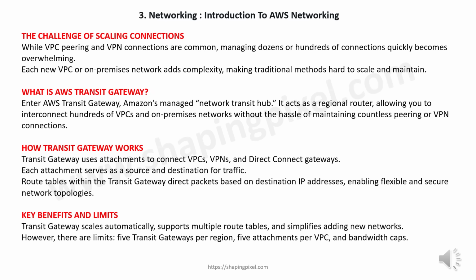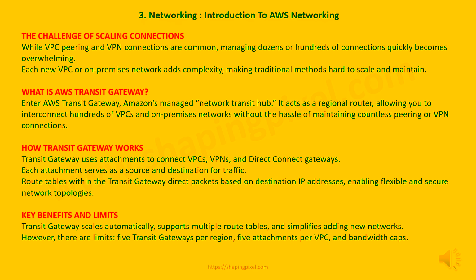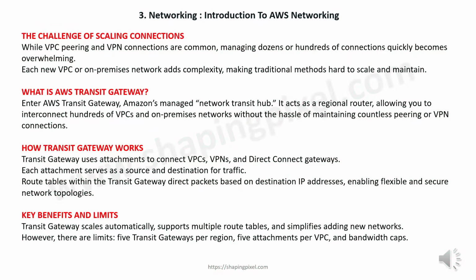Transit Gateway scales automatically, supports multiple route tables, and simplifies adding new networks. However, there are limits: 5 transit gateways per region, 5 attachments per VPC, and bandwidth caps. Still, it's a powerful solution for complex AWS networking needs.